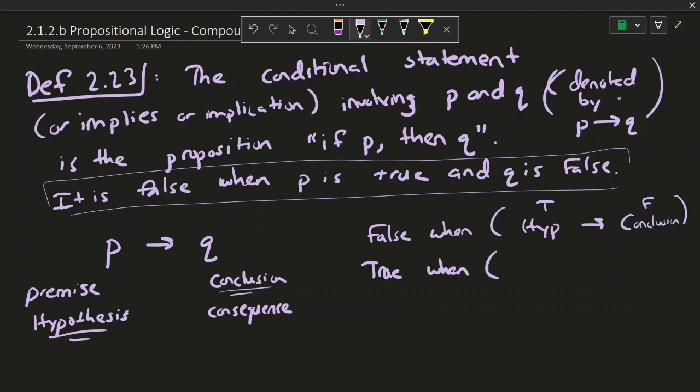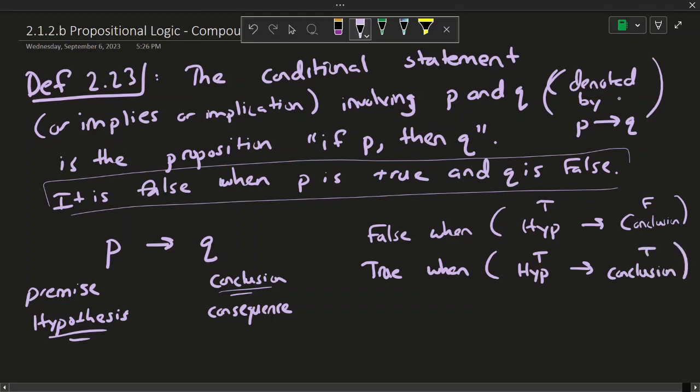It's true when, and this is probably the most natural way to think of it, the hypothesis is true and the conclusion is true. Then the conditional statement if P then Q is true. And that's natural to think. If I say if I'm hungry, then I eat, and both of those are true, then the conditional makes sense.